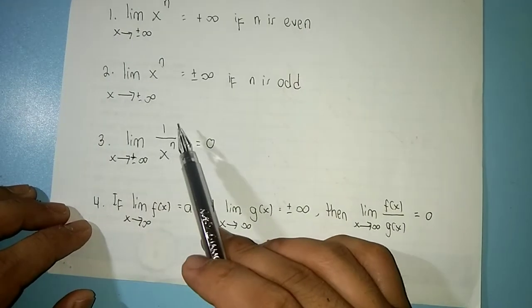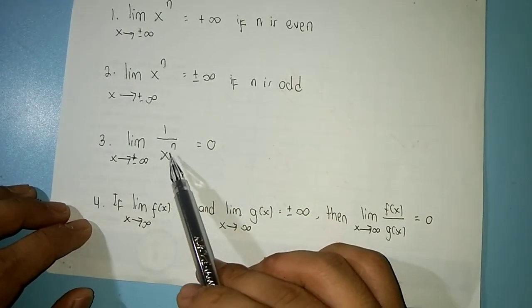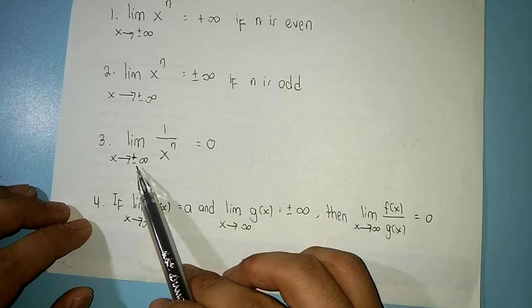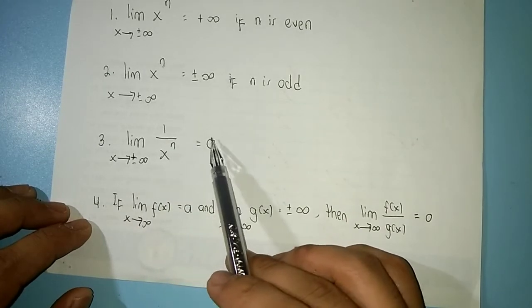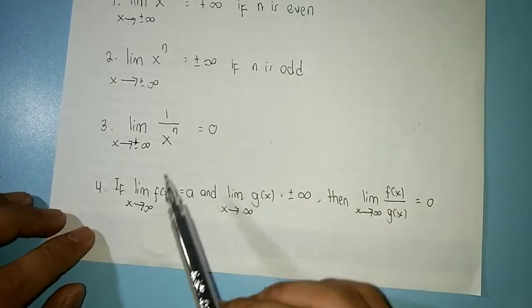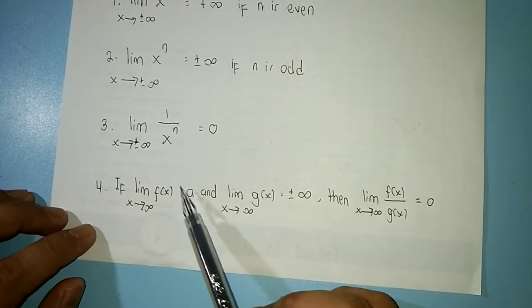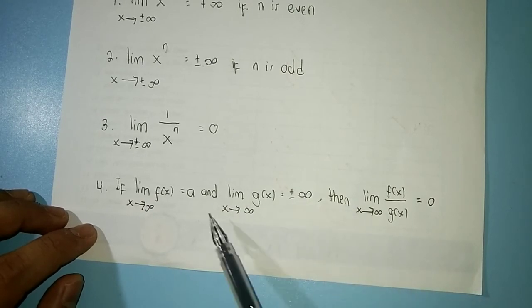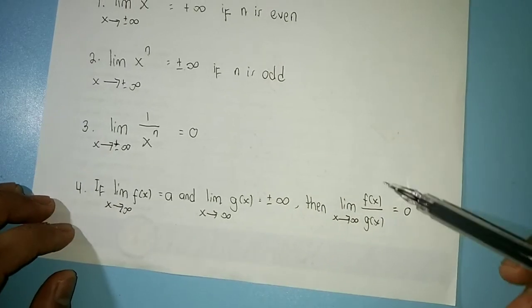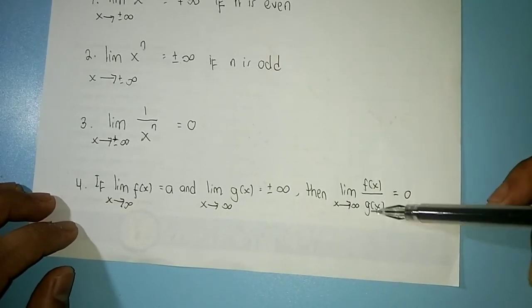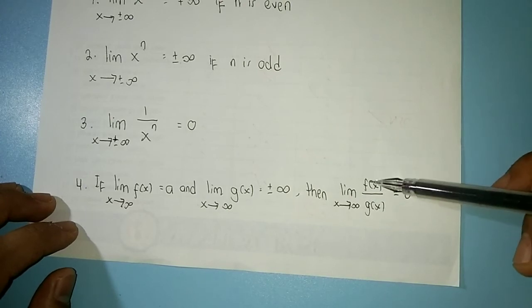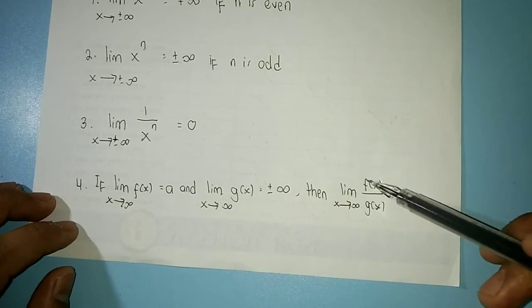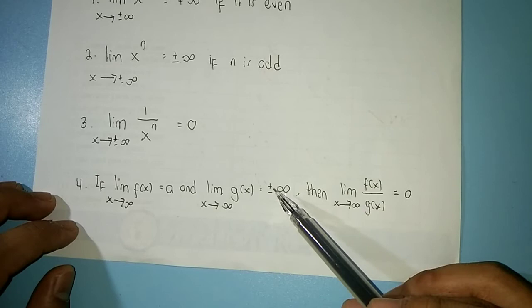Then for number 3, kapag kinuha natin yung limit ng 1 over x raised to n, take note, yung x ay nasa ilalim, as x approaches positive or negative infinity, kahit ano pa yan, at kahit ano pa yung exponent nito, that is always 0. Then, if we have limit of f of x equals a, constant a, tapos limit of g of x is positive or negative infinity as x approaches positive infinity, then kapag kinuha natin yung quotient ng f of x over g of x, this will be 0. Take note na yung limit ng f of x ay constant, tapos limit ng g of x ay positive or negative infinity.